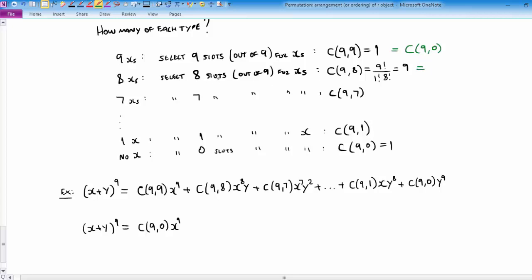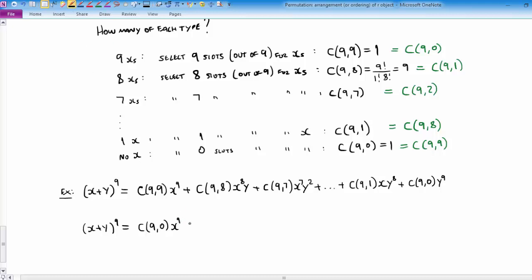And selecting 8 slots for your x's is the same as selecting 1 slot for the y's. So out of 9 slots, I'm selecting 1 for the y's. And here, selecting 7 slots for the x's is the same as selecting 2 slots for the y's. So this is a symmetry property that combination formulas have. This is C(9,8), right? Selecting 1 slot for your x is the same as selecting 8 slots for the y's. And then finally, this is C(9,9).